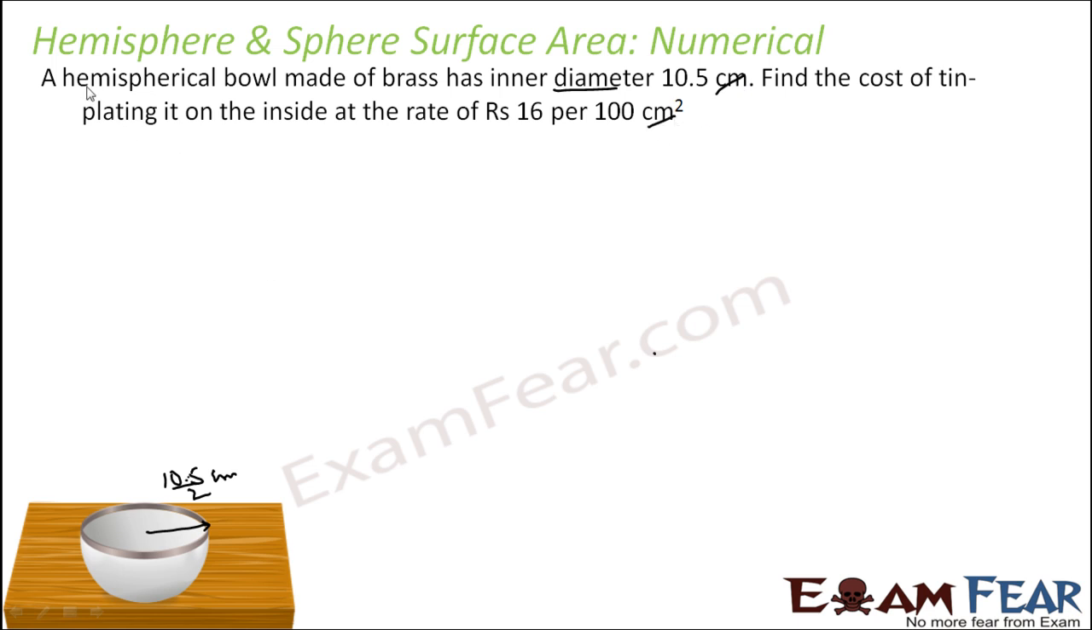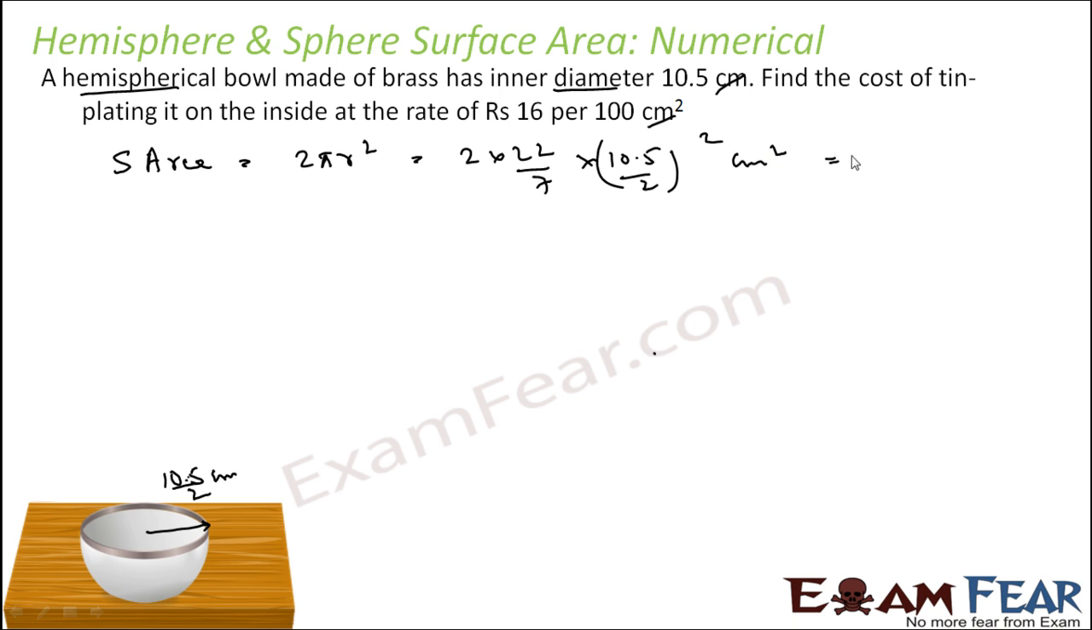It is hemispherical, so we have to find surface area, and that is nothing but 2 pi r square. Put the value into 10.5 by 2 square, and it will be centimeter square. You solve it, you get the value as 173.25 centimeter square. This is the surface area of the inner hemispherical ball.